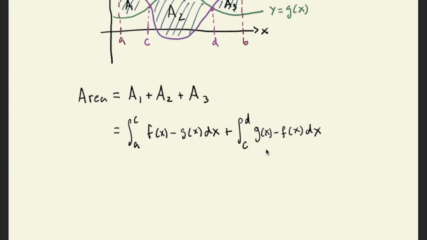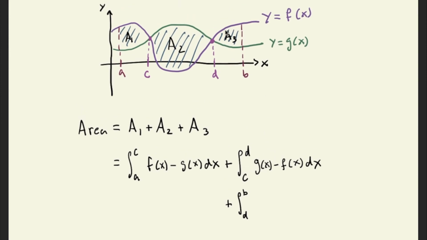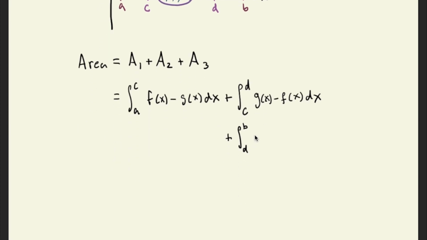And then A3, the last one, plus integral from D to B. Yeah, here's A3, integral from D to B. And now f is on top again. So the height of the rectangle is f of x minus g of x. Right, so that's how we would compute area in a situation like this.